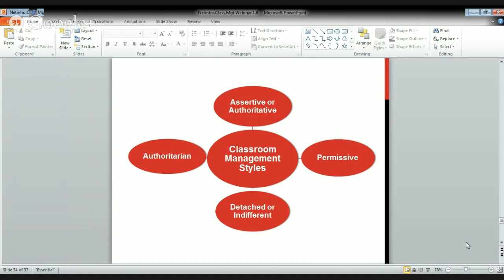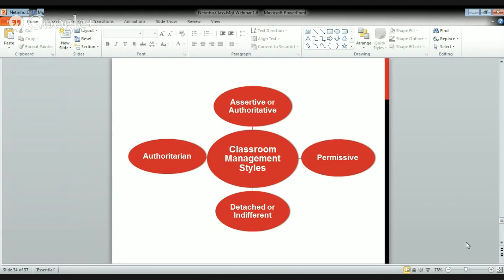Now let's look at the last style, the one on the top where it says assertive or authoritative. The assertive or authoritative teacher places limits and controls on students, but at the same time encourages independence. This teacher explains the reasons behind rules and decisions. And if a student is disruptive, this teacher explains the reason why they made an error, why they need a reprimand, but that reprimand is given in a very firm but polite way.